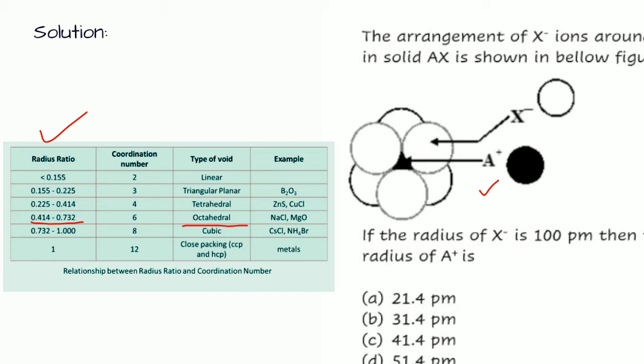Okay, and if the cation fits properly in that octahedral void, then the radius ratio, that means the radius of the cation divided by the radius of the anion, r positive by r negative, will be 0.414. But if there is some mismatch, that means if the size of the cation is slightly larger or slightly smaller than the octahedral void, then there will be some different value. That means we have to use a value in between 0.414 to 0.732. Also if no information is given in the question, then we have to use the radius ratio as 0.414. So for this question we use the radius ratio as 0.414.